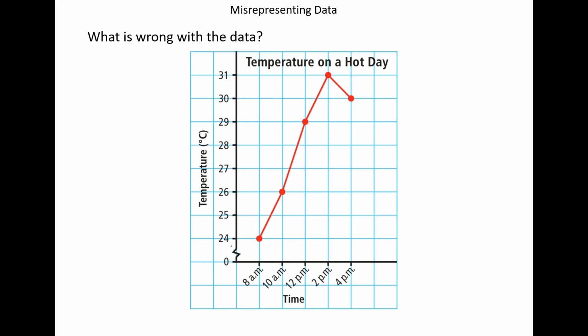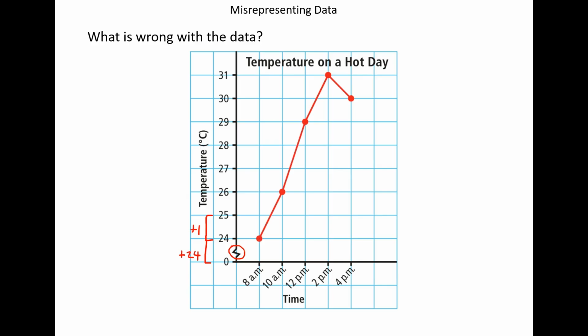The thing that's wrong here is also the line break. Notice how the y-axis is not a consistent pattern. Right now, they're going up by 1 each time, but from 0 to 24, they're going up by 24. But they made it the same amount of space as from 24 to 25 and from 25 to 26, etc. What this does is manipulate the data to show that the temperature increased by a lot.